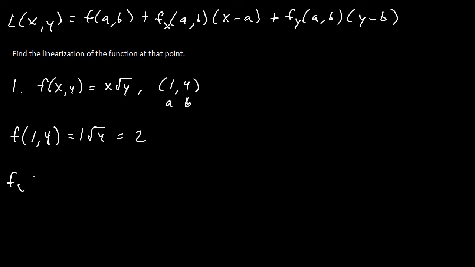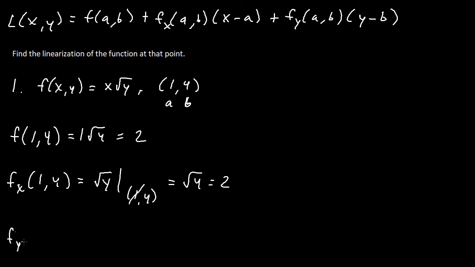So f sub x at 1 comma 4 is going to be equal to, now x is what we derive, so y is going to be the constant. So the derivative of square root of y times x, or x times the square root of y, is simply just the square root of y. And so if we evaluate that at 1, 4, there is no x variable, so we don't have to worry about the 1, but we have to plug in 4 for y, so we get the square root of 4, or 2. So now let's find f sub y at a comma b.